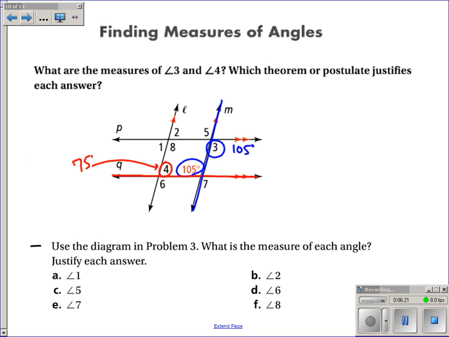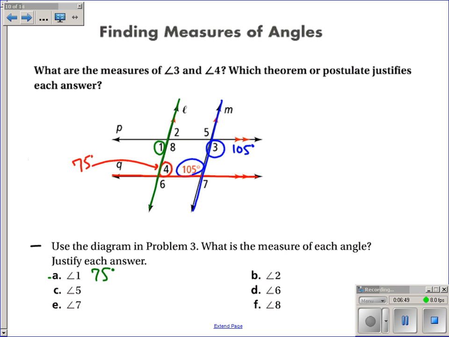Angle 1 in A. Angle 1's right here, and looking at this, I would probably talk about angle 1 and 4, how they are related. And angle 1 and 4, I would take L as the transversal, and so 1 and 4 are on alternate sides and on the interior of P and Q. And so by the alternate interior angles theorem, they're congruent. And so 1 would be 75 degrees.